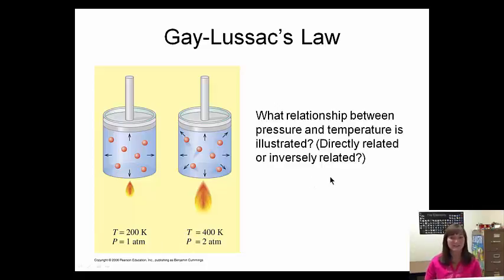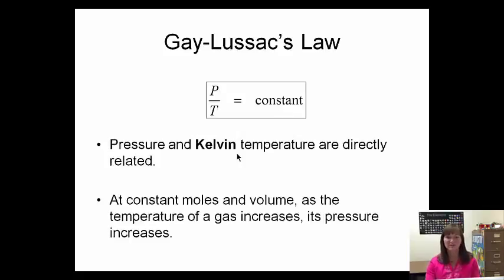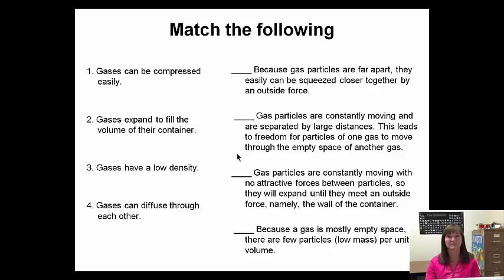So what is the relationship here? I'd like you to tell me that it is directly related. If temperature goes up, pressure goes up. Temperature goes down, pressure is going to go down. And because of that, if you take the pressure divided by the temperature, and you're holding the volume and the moles constant, then as you change the temperature or the pressure, the other is going to adjust in such a way that when you divide one by the other, it's always going to come out to be the same number. So pressure and Kelvin temperature are directly related. If you hold the moles and the volume constant, if you increase the temperature, you increase the pressure.